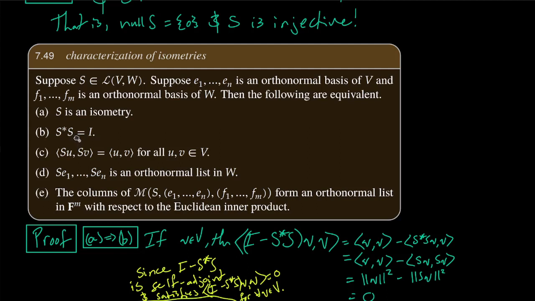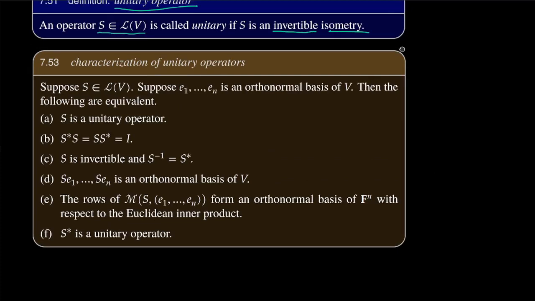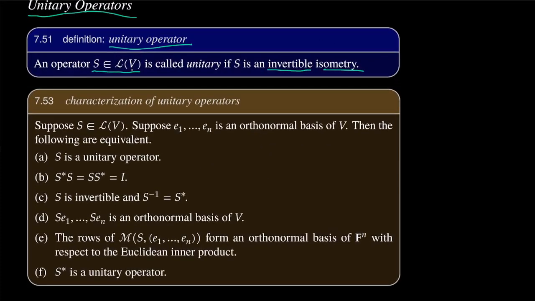So if an isometry goes between vector spaces of the same dimension, injectivity implies surjectivity for linear maps between spaces of the same dimension. Oh, okay, cool. So operators that are isometries are unitary.